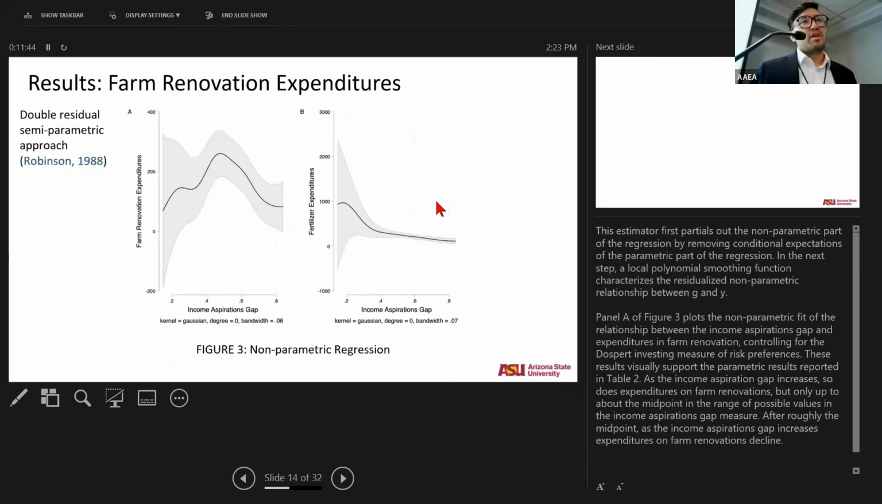In this non-parametric regression, we do not force any specific form. Remember that in our basic regression, we put a linear term and a quadratic term for the aspiration gap. In this one, we just put a polynomial and let the aspiration gap take any form it wants. So again, we find strong evidence that for panel A, which represents long-term investments, the U-shaped relationship holds. But for fertilizer expenditures, which is our proxy for short-term investment, we don't see the U-shaped relationship that we were expecting.